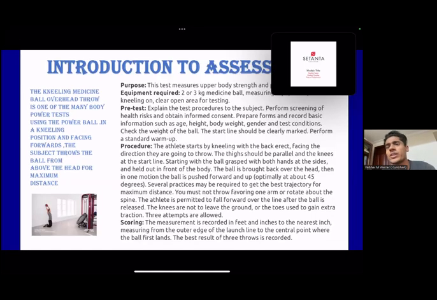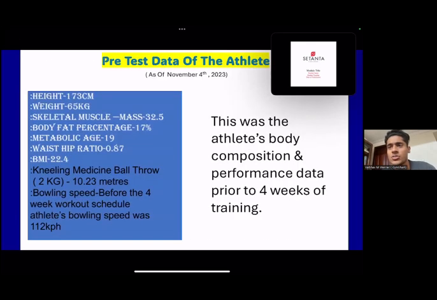Keeping it simple and sweet, let's take a look at an introduction to our assessment. So what I've selected is the kneeling medicine ball overhead throw, which I felt was very useful in developing our athlete's sport specific power. Over here you can see we used a 2 kg medicine ball and we gave him 3 attempts as well. So this is the pre-test data for the athlete.